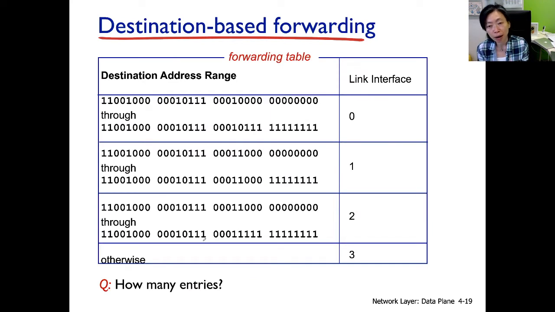So that was the router architecture. Now, there's one thing I want to talk about which is very, very relevant to the rest of the chapter: destination-based forwarding.